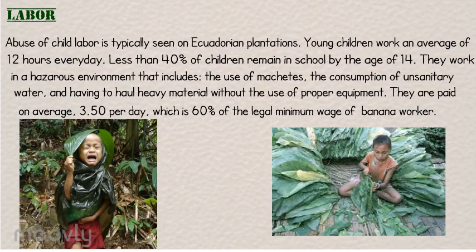Labor. Abusive child labor is typically seen in Ecuadorian plantations. Young children work an average of 12 hours every day. Less than 40% of children remain in school by the age of 14. They work in a hazardous environment that includes the use of machetes, the consumption of unsanitary water, and having to haul heavy material without the use of proper equipment. They are paid on average $3.50 per day, which is 60% of the legal minimum wage of banana workers.